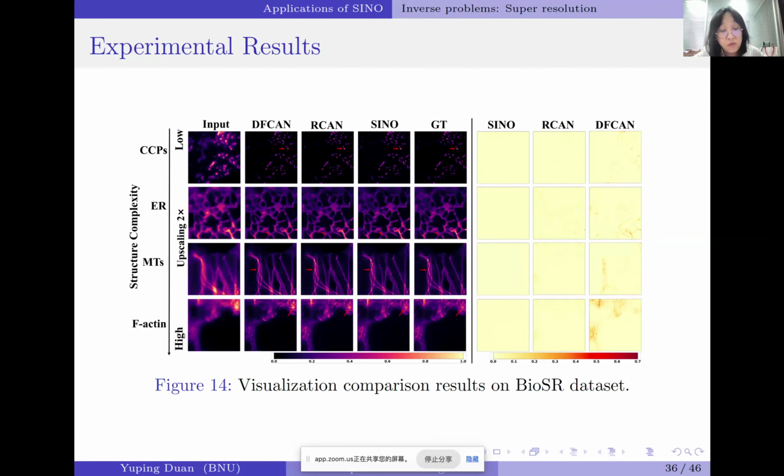This is the visual reconstruction results on the BioSR. From top to bottom, the structure becomes more complex. We can see that SINO produces a result similar to the ground truth, especially for the microtubules and the F-actin. The error maps also show the same trend.